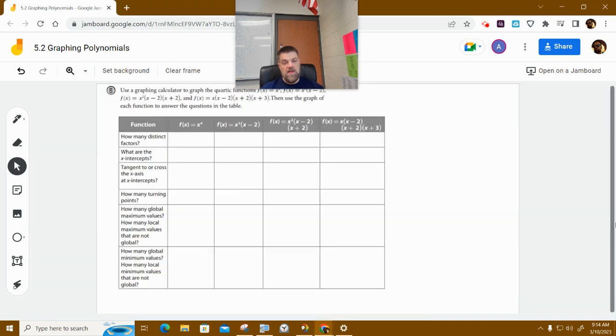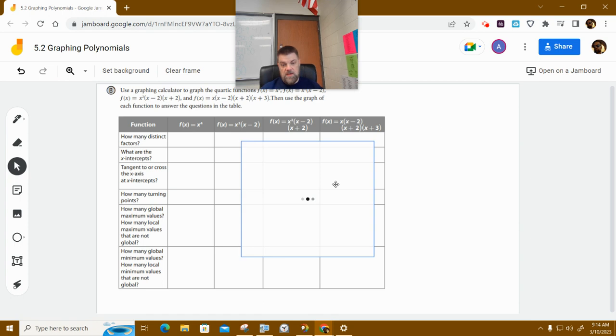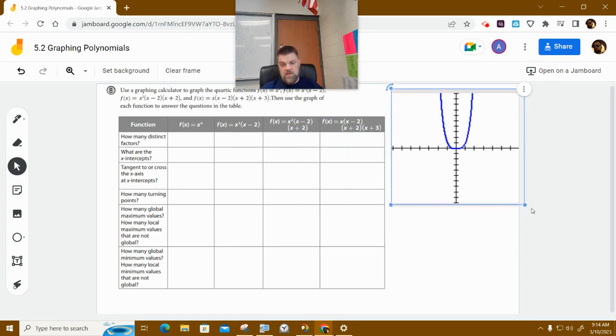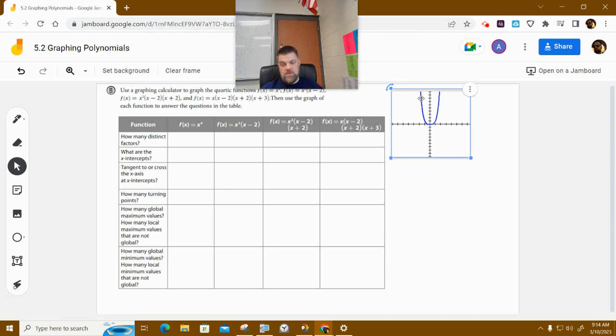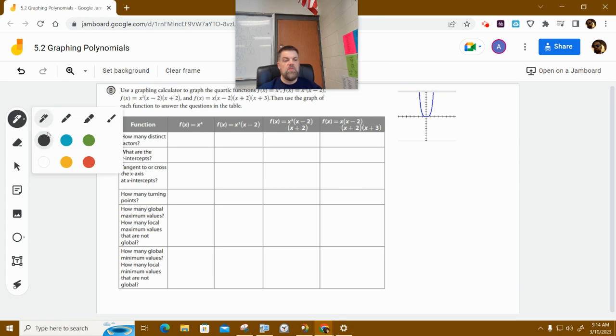So I'm gonna zoom out a little bit. And so this is the first graph. This is x to the 4th power. We're going to do 1, 2, 3, 4 of these things, so I need enough room for all 4. A lot of the patterns that we discussed prior will emerge.